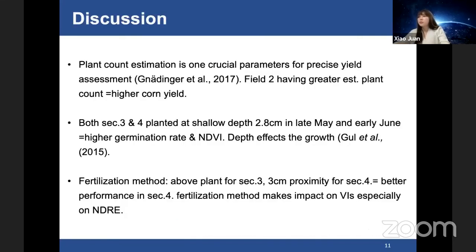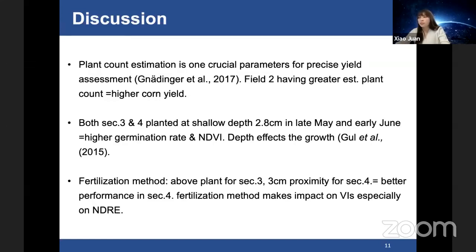So for discussion, the plant number reflects not only the field emergence, but is also one of the crucial parameters for assessing cornfield cone yield. In this study, field two had a greater estimated plant count, which indicates a higher cone field yield. Sections three and four had the same planting depths, but the fertilization method is different: above the plant for section three and 3 centimeters proximity for section four.